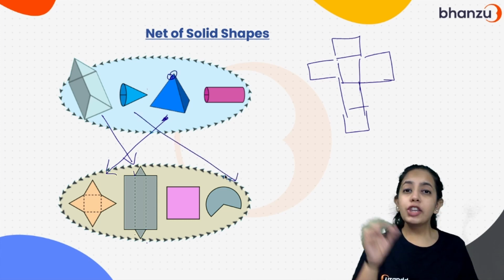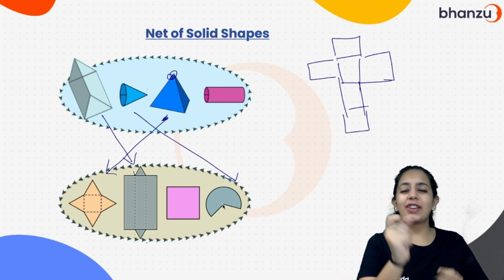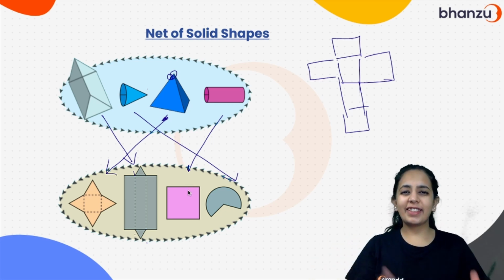Now, how about a cone? It's like this. You can even try this with the help of a newspaper. Just cut it like this, and if you fold it, you're going to get a shape like this. And how about the cylinder? Yes, so my dear, the cylinder is like this. Here it's like a newspaper, you're just folding the newspaper.